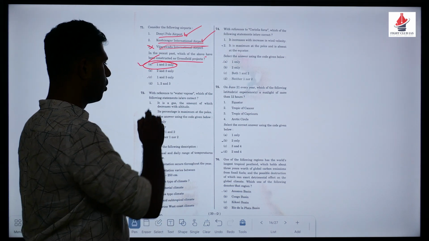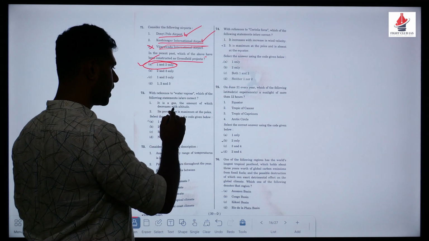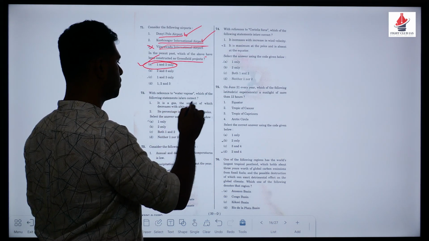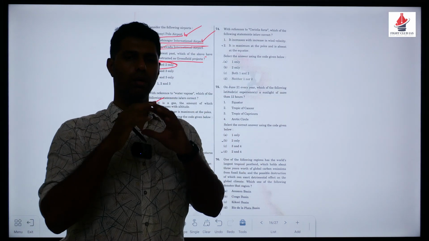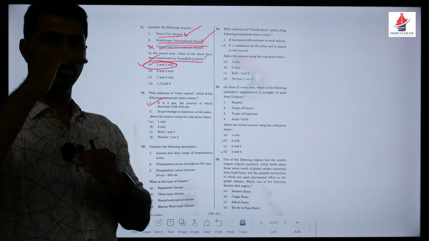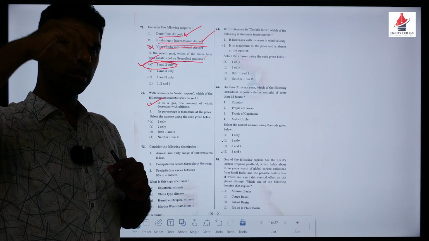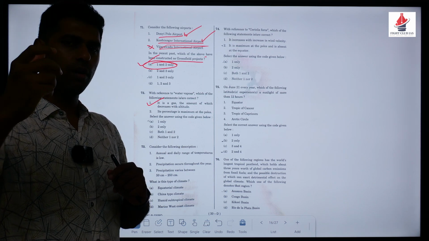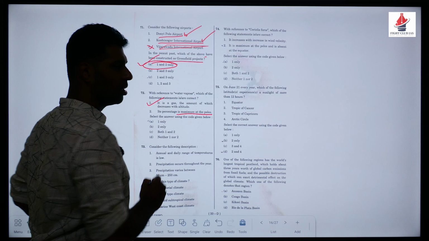Clear? Now, coming to 72, with reference to water vapor, which of the following statements is correct? It is a gas, the amount of which decreases with altitude. This is true. As you go above and above, the water vapor density keeps decreasing. So, beyond the troposphere, if you go to the stratosphere, then you literally find there is very little water vapor. So, this is correct.